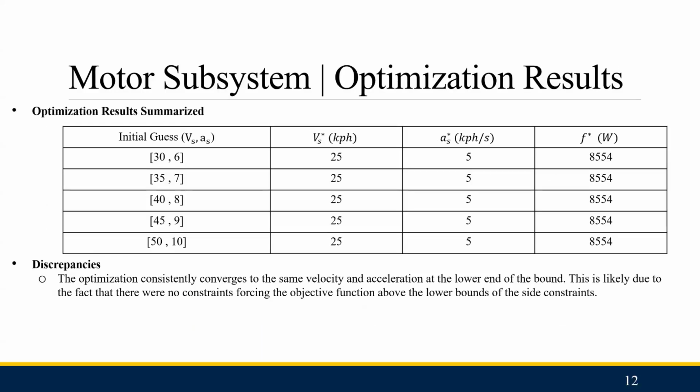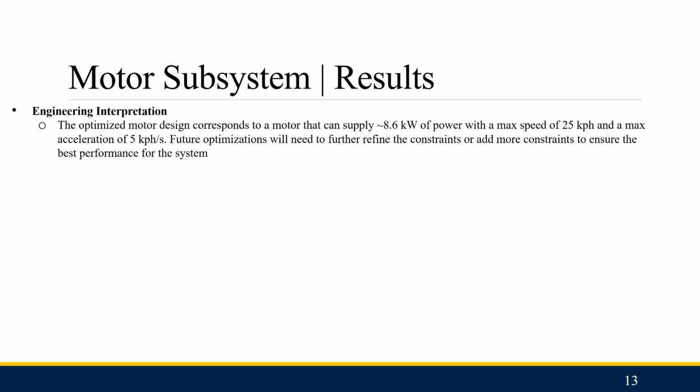We selected for our initial guesses several points within the acceptable range for our constraints. Overall, the optimization converged to a minimum speed and acceleration and resulted in an F-star value, our power required. So the optimized motor design corresponds to a motor that can supply 8.6 kilowatts of power with a maximum speed of 25 kilometers per hour and a maximum acceleration of 5 kilometers per hour per second.